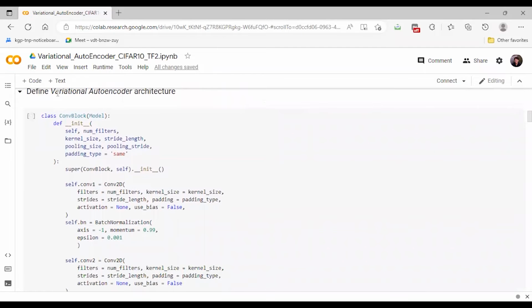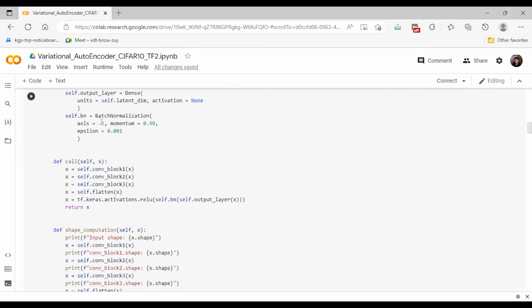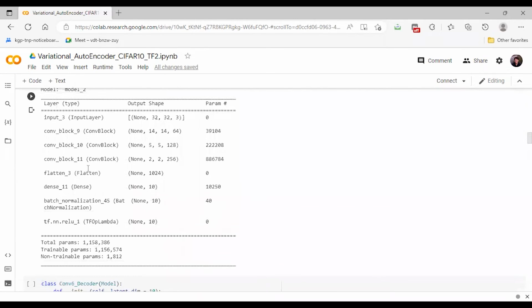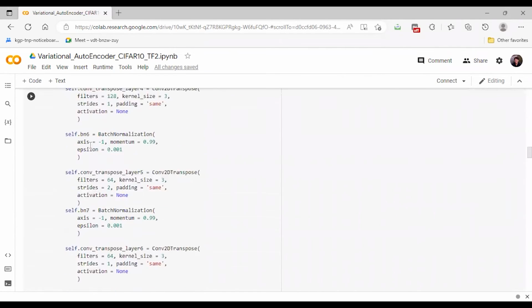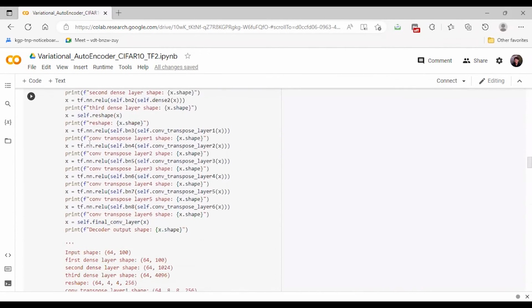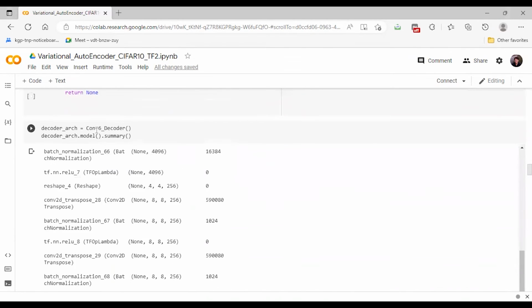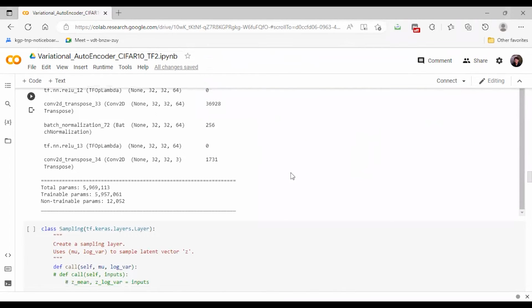In this block, we have defined the variational autoencoder architecture. This is the encoder block. This is the encoder architecture. Now this is the decoder block, and this is the decoder architecture. We have to ensure that the decoder's output is 32 cross 32 cross 3. That is the dimensions for the CIFAR-10 dataset.